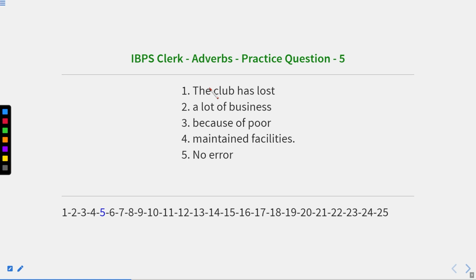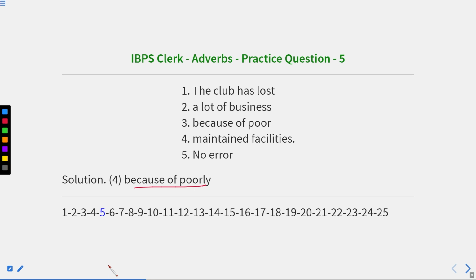Now, of course, this maintained is an adjective, and an adjective is qualified by an adverb only, whereas this poor is also an adjective, but we need an adverb to qualify the adjective. Therefore, here because of poorly maintained facilities should be used. So this poor should be replaced with the word poorly, because poorly is an adverb, whereas poor is an adjective.